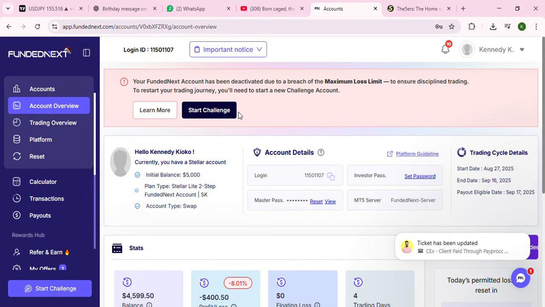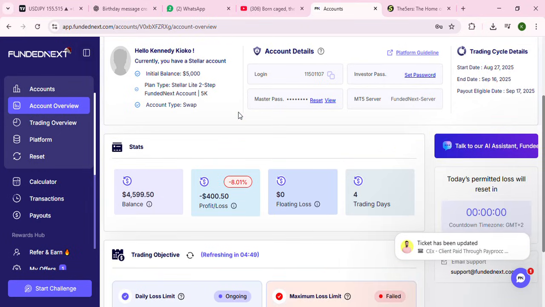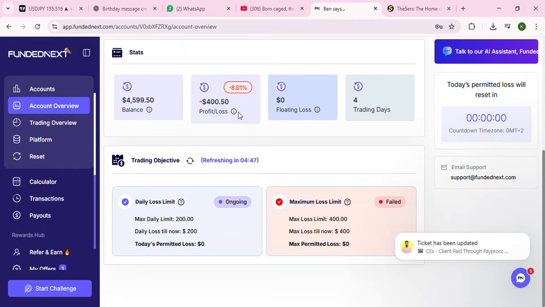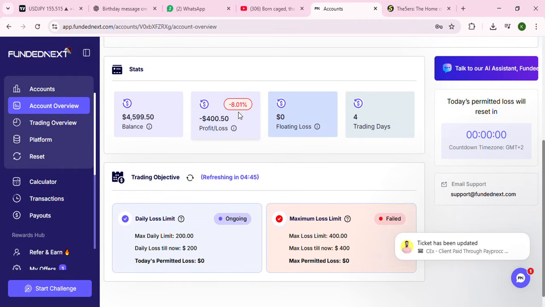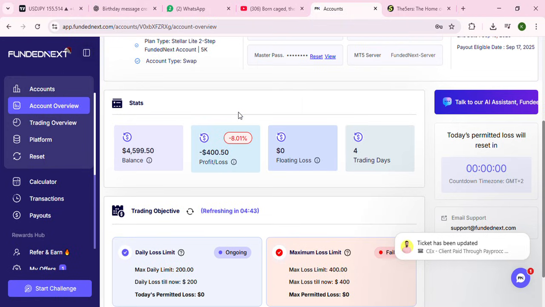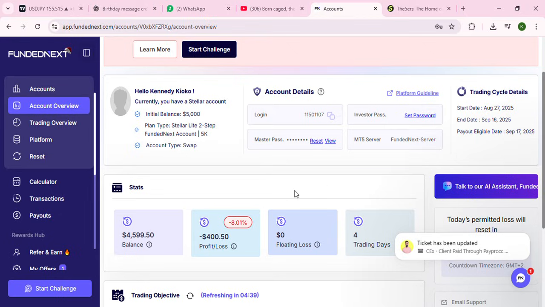So the first day I took a loss and then I ended up taking another loss which led to the maximum loss. There's nothing more. You can see trading days were 4. That was on August 27th, which ended on September 16th. So let's check on the trading overview.